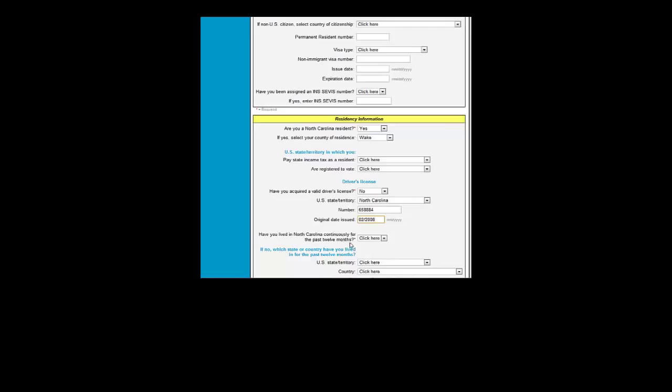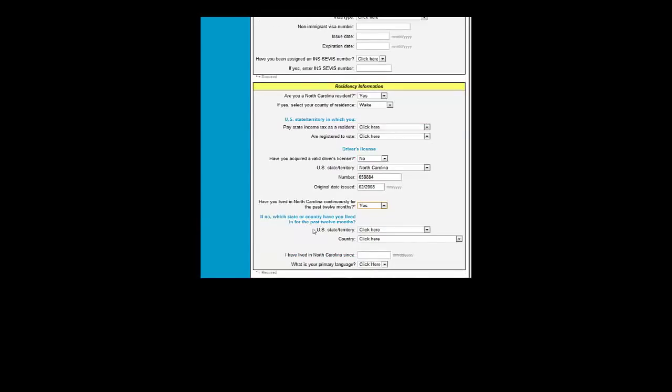Now, the application asks you if you've lived in North Carolina continuously for the past 12 months. This question is very important. Those things determine your residency here at Wake Tech for tuition purposes. You really want to answer this question correctly. If yes, designate that you've lived here for 12 months continuously. If no, you must include the state that you're from and the country and what date you moved to North Carolina.